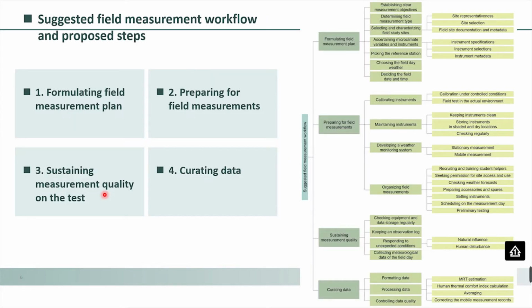So from the literature review, I found that many things can be done better in future microclimate field measurement. So my colleagues and I proposed a field measurement workflow and guidelines. And we suggest a 4-steps workflow, that is formulating field measurement plan, preparing for field measurement, sustaining measurement quality on the test, and creating data. For each step, we list all the detailed hints, precautions, and recommendations that we thought are important and cannot be omitted.